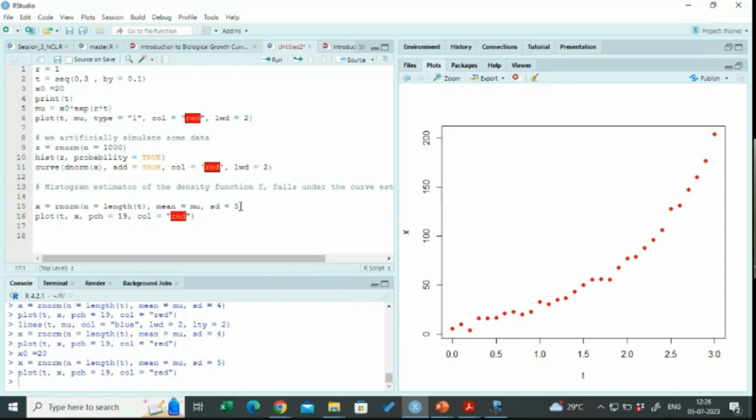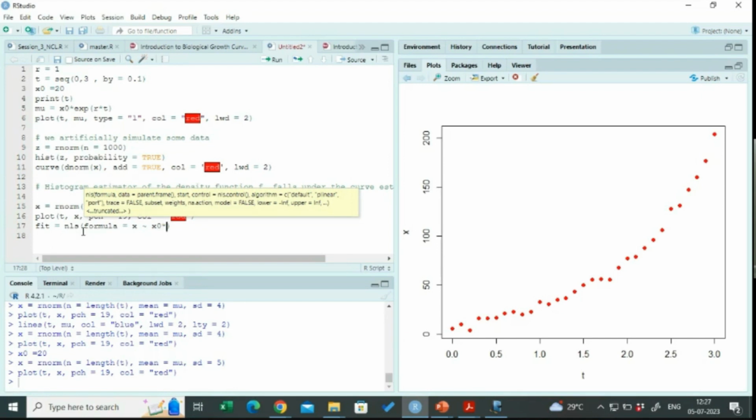So there are two things you can consider: x0 to be estimated and r to be estimated. There is a wonderful function called nls, nonlinear least squares. There's the formula you have to give. What is the formula? The formula is x, x0 times exp of r star t. This is the formula you want to have.